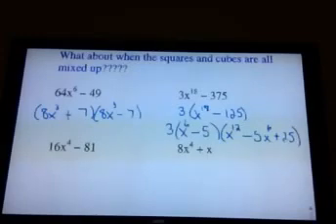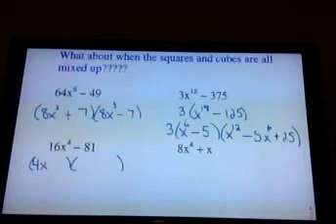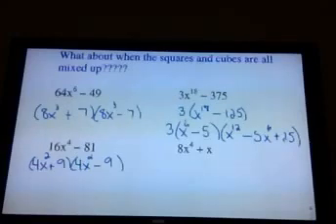All right, next example. Do I have a common factor? I do not. Do I have squares or cubes? These are all squares, so I'm going to factor it as a difference of squares. So 16x to the 4th, 4x squared times 4x squared. 81 is 9 times 9. One gets a plus and one gets a minus.